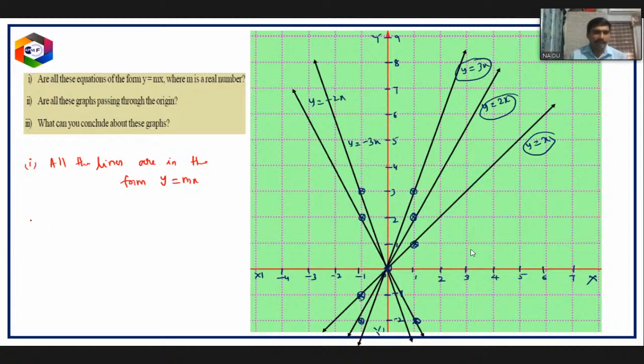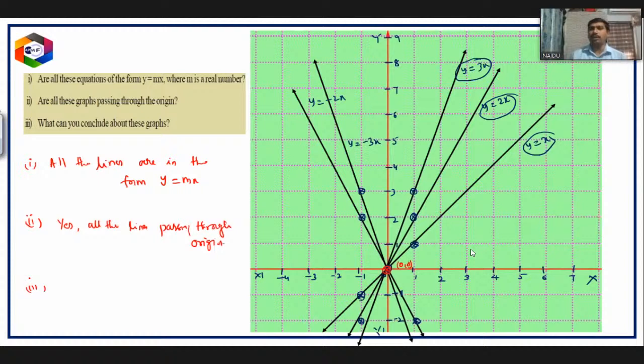That's all. And again we have the second question: are all these graphs passing through the origin? It is very clear, children, this is the point which is the origin, 0, 0. No doubt at all, every line is passing through the origin. Yes, all the lines pass through the origin.